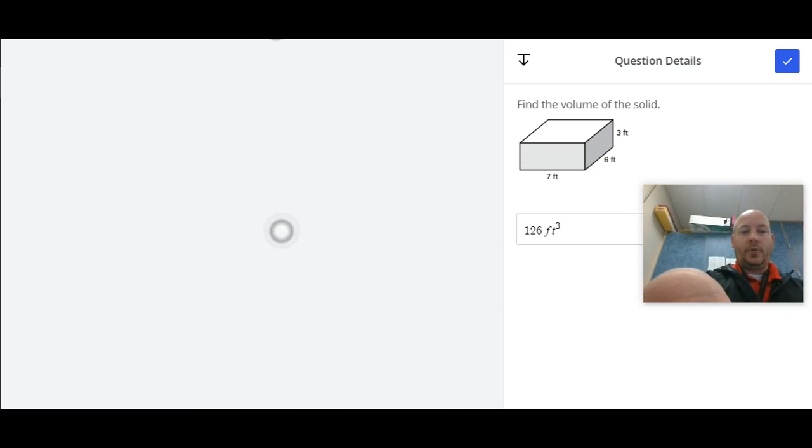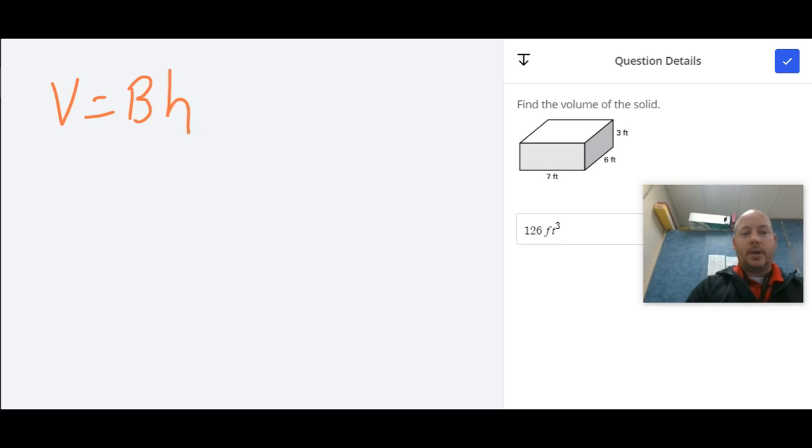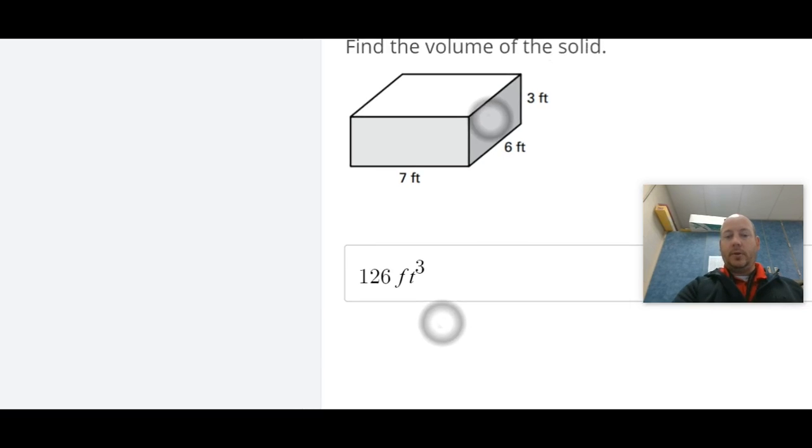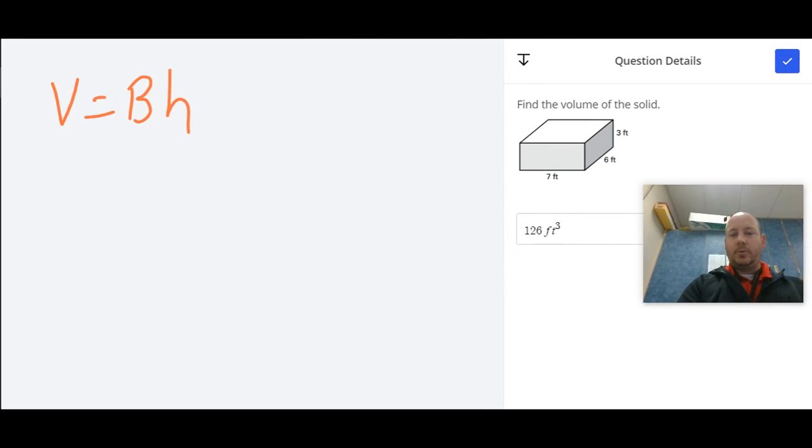Your generic formula for volume is simply going to be area of the base times the height, okay? So if I'm looking at my rectangular prism, to find the area of the base we're going to do 7 times 6, and then we're going to multiply by the height of 3. So on a rectangular prism, essentially we are just multiplying our 3 numbers together.